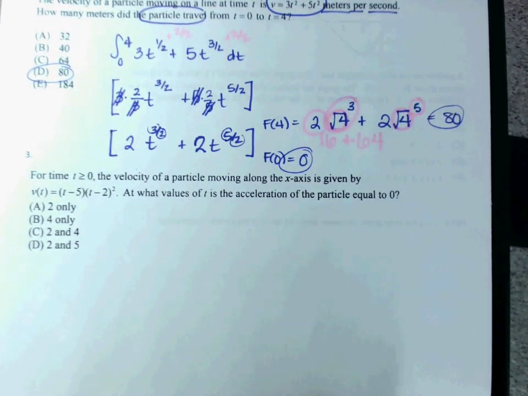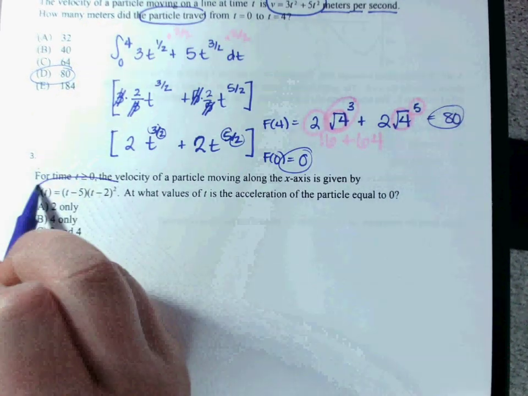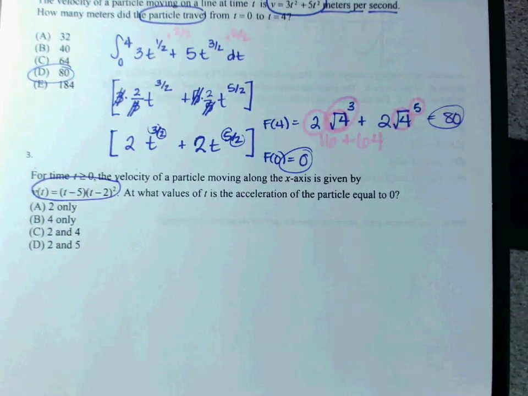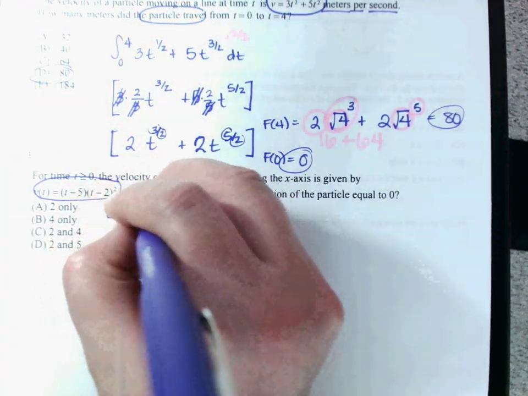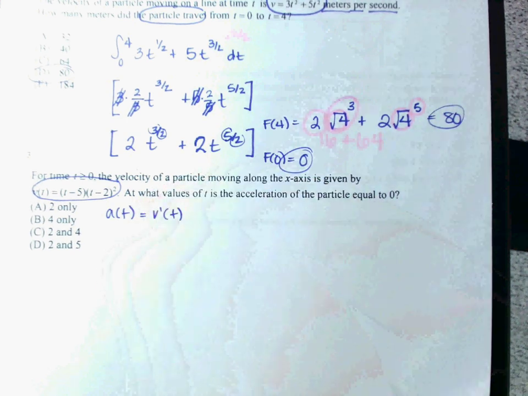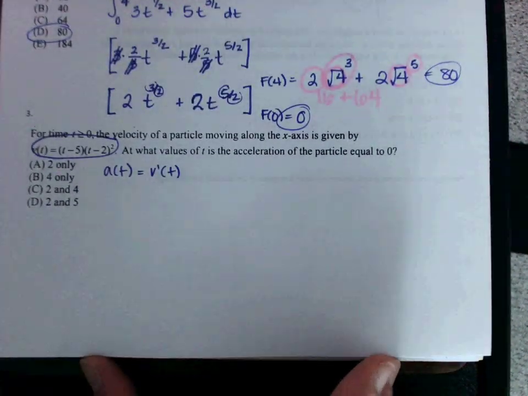Part number 3. For time greater than 0, the velocity of a particle moving along the x-axis is given by, boom. What time is the acceleration equal to 0? Well, remember that acceleration is the derivative of velocity. And so the first thing you should notice by looking at that is that this is going to require product rule. So I'm going to set up my product rule.